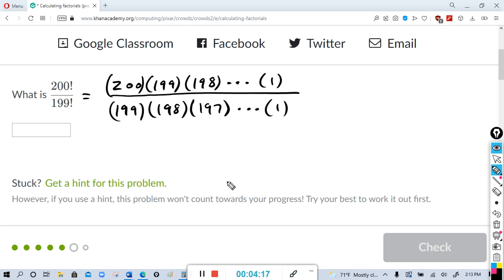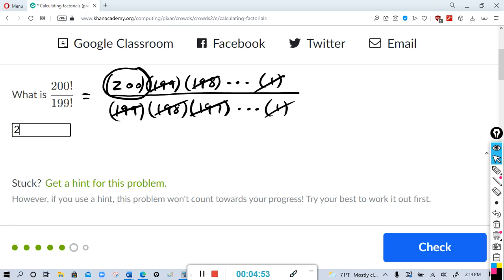What happens with something like this is that almost everything cancels. These are all multiplied in the numerator, and these are all multiplied in the denominator, so we can cancel. 199 divided by 199 is just 1. 198 divided by 198. 197 divided by 197. And it keeps going until you get down to 1 divided by 1. So everything cancels except for the 200 that's left over. So 200 factorial divided by 199 factorial is just going to be 200.